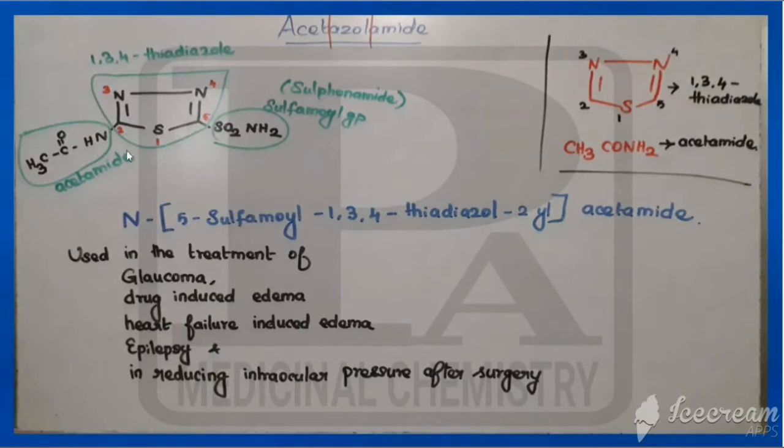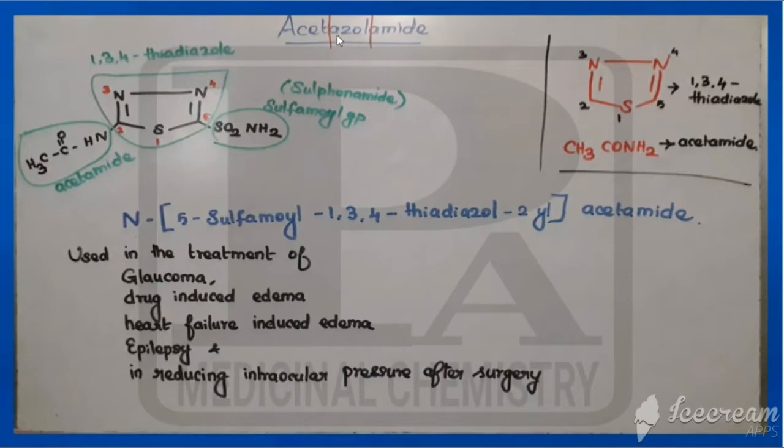So what is the parent? The parent is acetamide. In the acetamide, the nitrogen only has this substitution. That's why N open bracket here 5 sulfamoyl. The sulfamoyl group is attached to the fifth position. That's why 5 sulfamoyl. This is 1,3,4 thiadiazole, and the second position is connected with the nitrogen. That's why 2-yl, and this is acetamide. So that is the chemical name. It is used in the treatment of glaucoma, drug-induced edema, heart failure-induced edema, epilepsy, and reducing intraocular pressure after surgery.